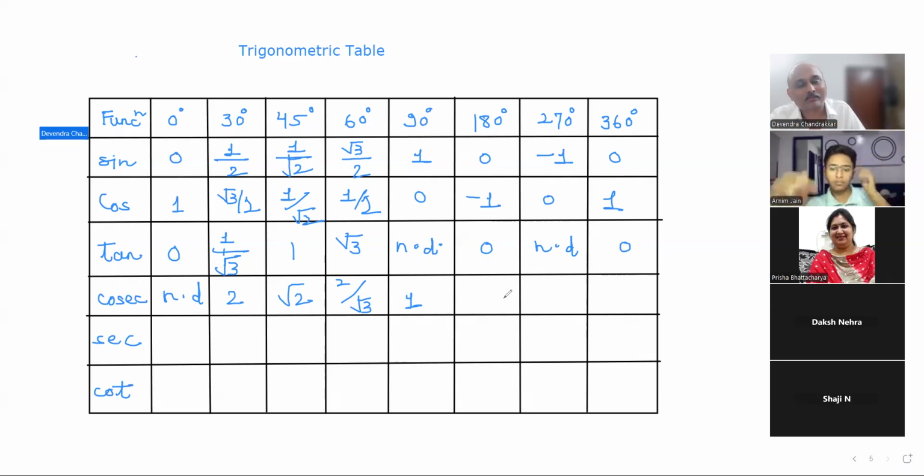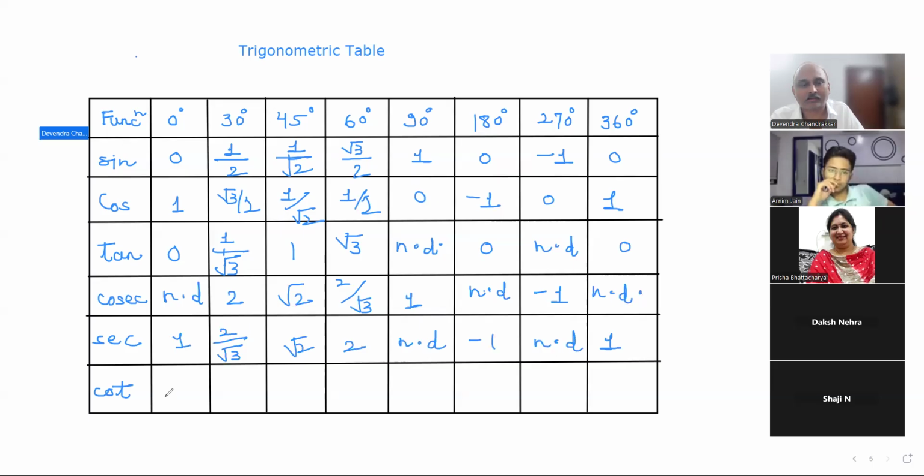So cosec 180 is not defined. This is minus 1. This is not defined. Sec is 1 upon cos. So this is 1. This is 2 over root 3. This is root 2. This is 2. This is not defined. Minus 1, not defined, and 1.